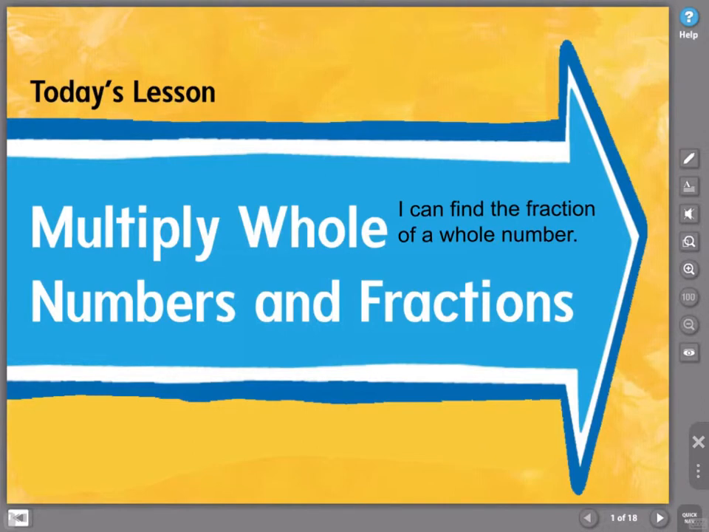That brings us to the end of today's lesson. Today we multiplied whole numbers and fractions. Our I can statement is I can find the fraction of a whole number. Go ahead and press pause now if you need more time to write this on your whisk.